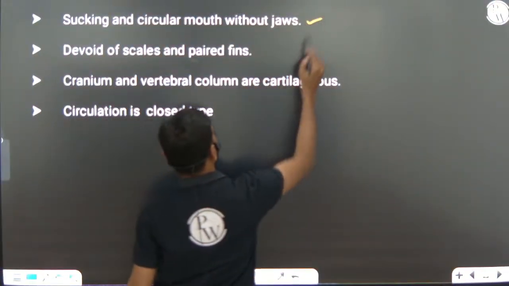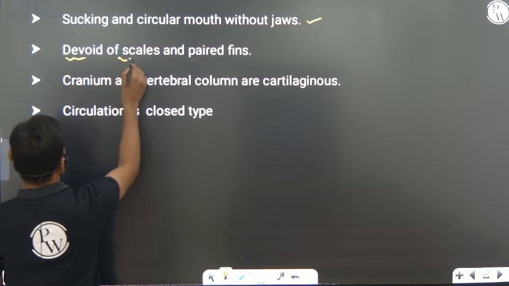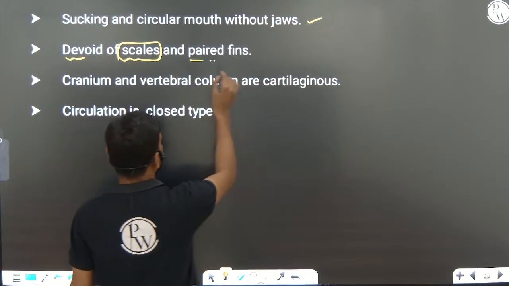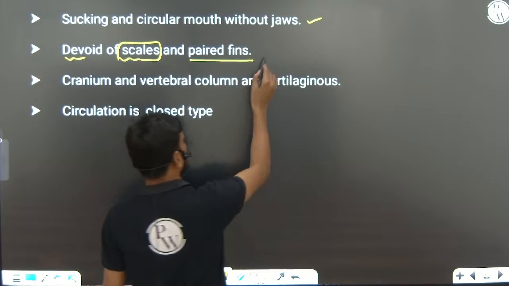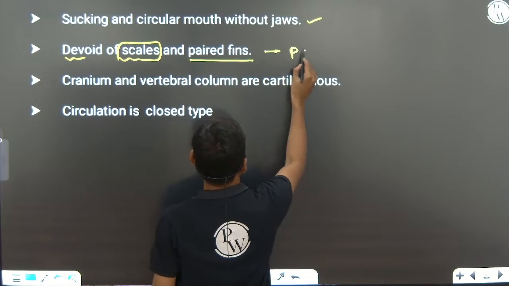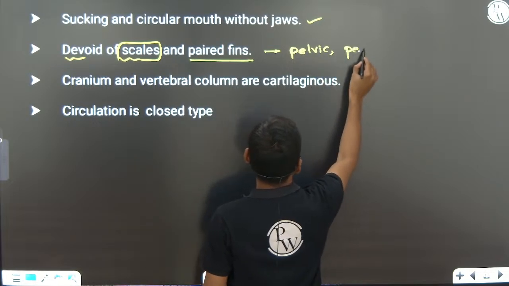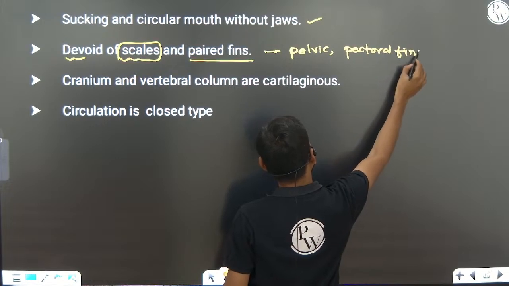Sucking circular mouth present without jaws, right? Now you can see scales are absent, no scales in the body. Paired fins are absent, that is, pelvic and pectoral fins are absent.